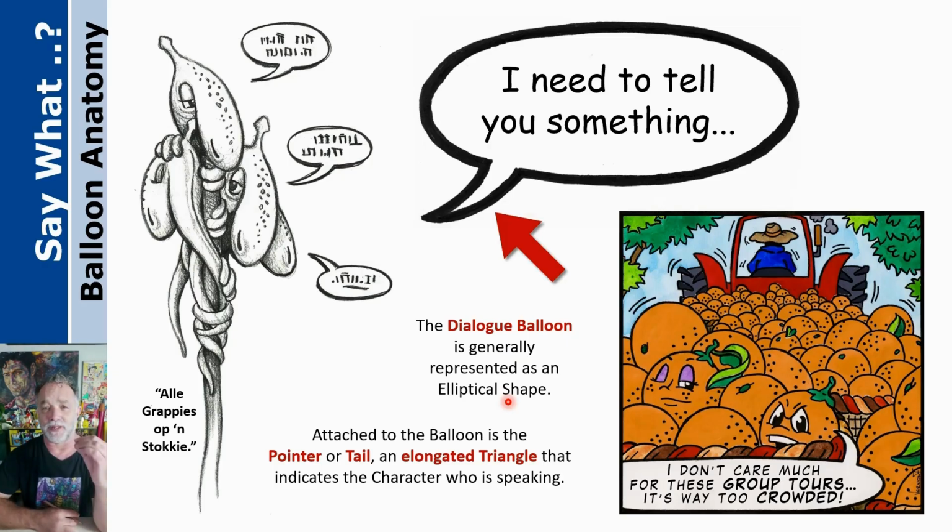In a composition, the secondary elements like dialogue balloons and motion lines are as important as the main subject matter and should receive the same care and attention as the rest of the artwork. That's it. That's a little preachy moment for you there.